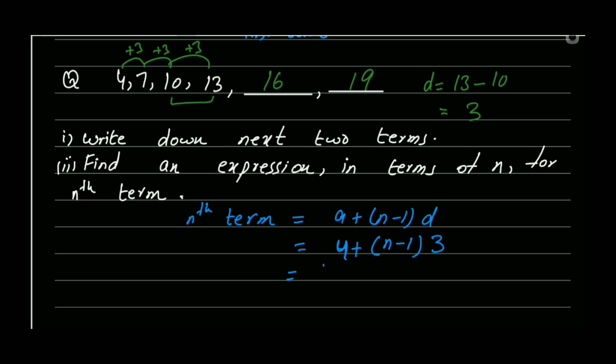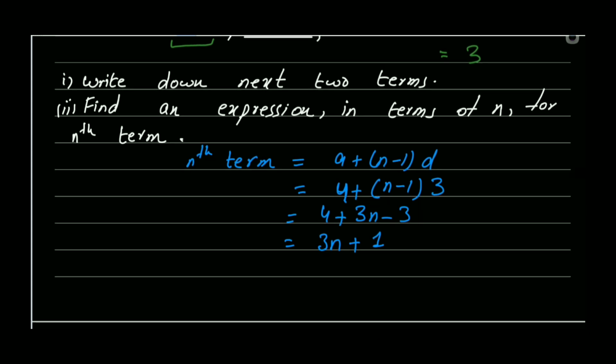Okay, so we will simplify: 4 plus 3n minus 3. 4 minus 3 is 1. It will be 3n plus 1. So this is the nth term of this sequence.